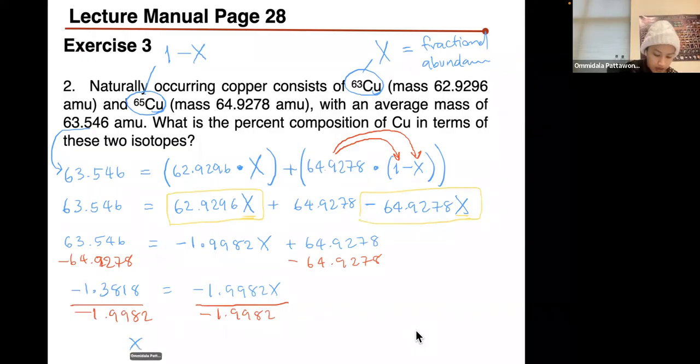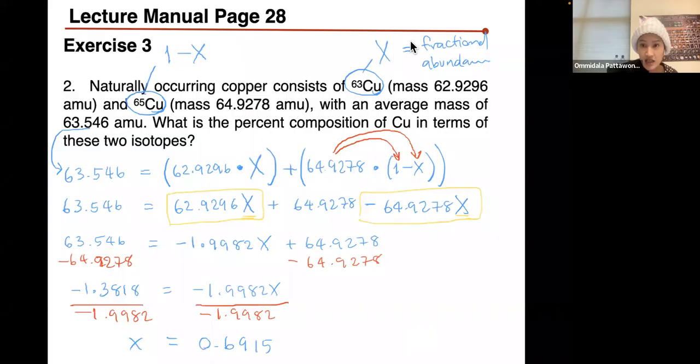And then x would equal 0.6915. Okay, so this 0.6915 comes out to be a positive value. Makes sense, right? Because we're looking at how much is available, it should be a positive value. So if you get a negative, that means you probably did the calculation wrong. So this one is just the fractional abundance.